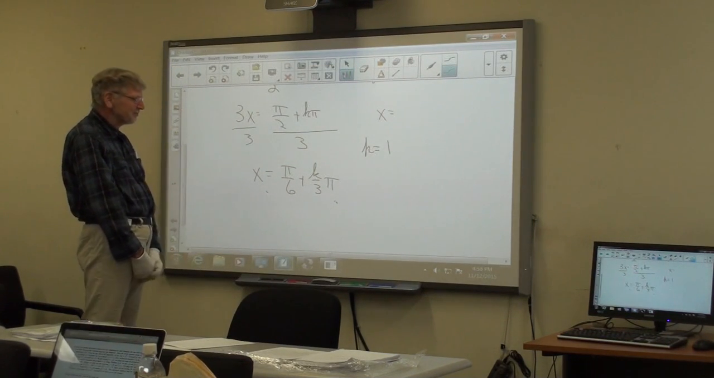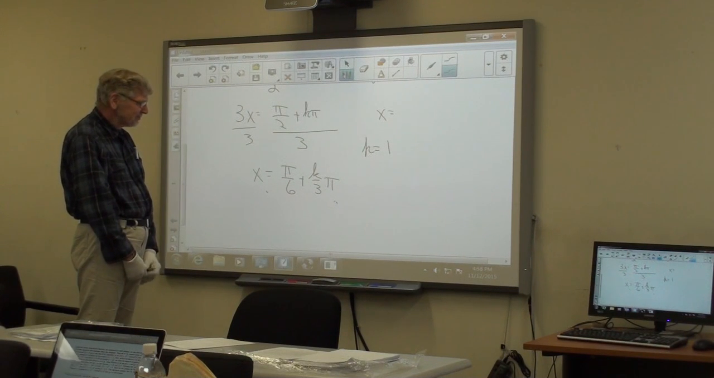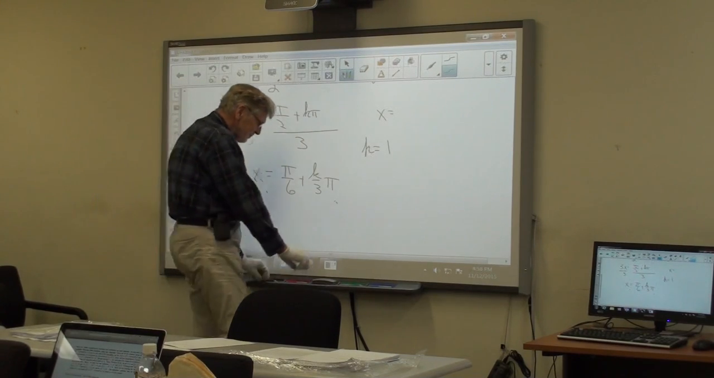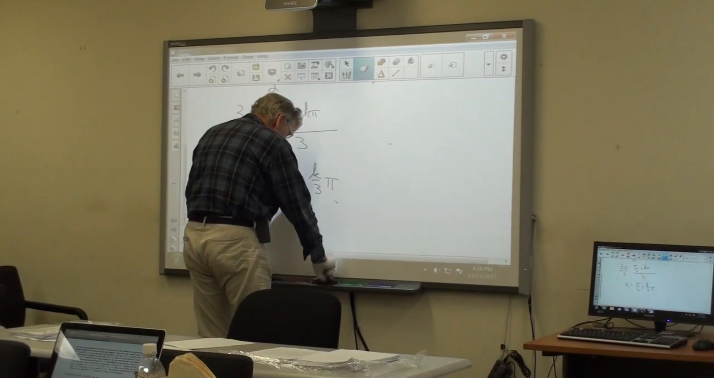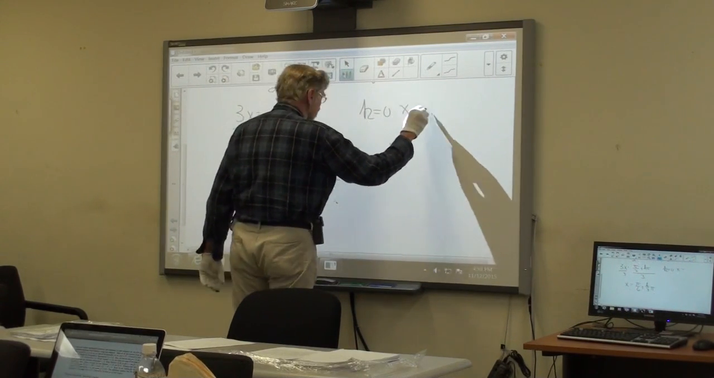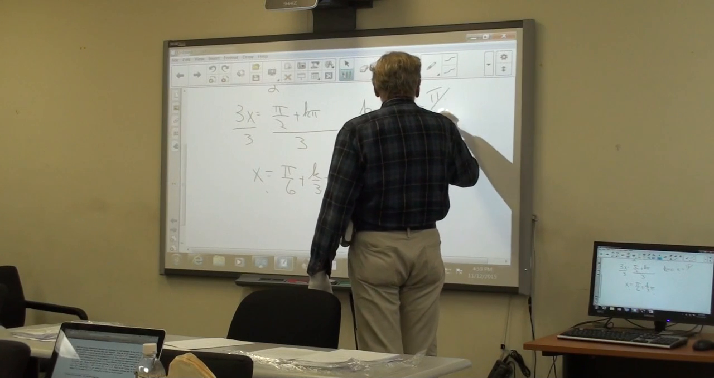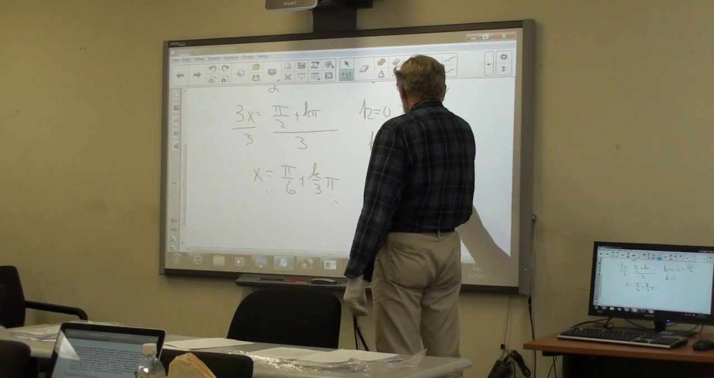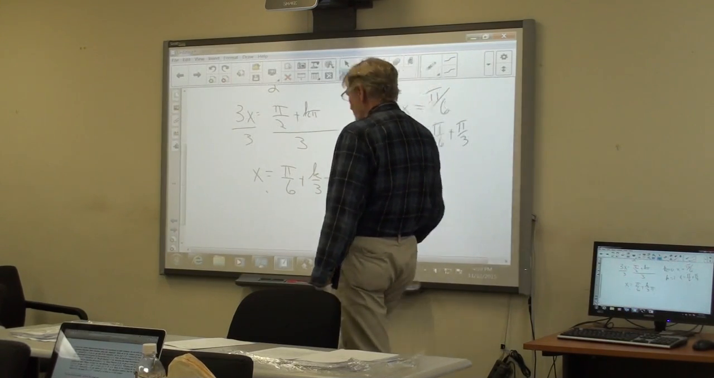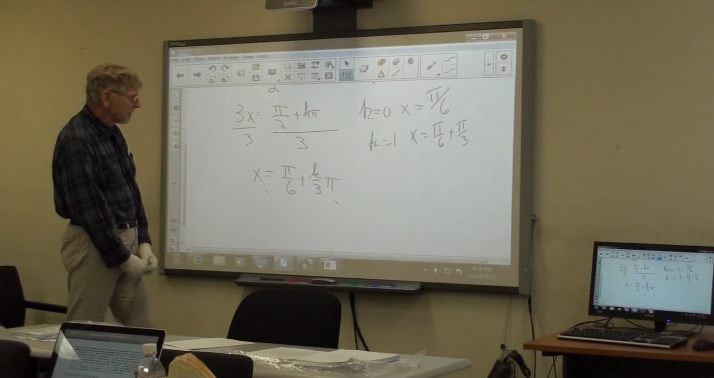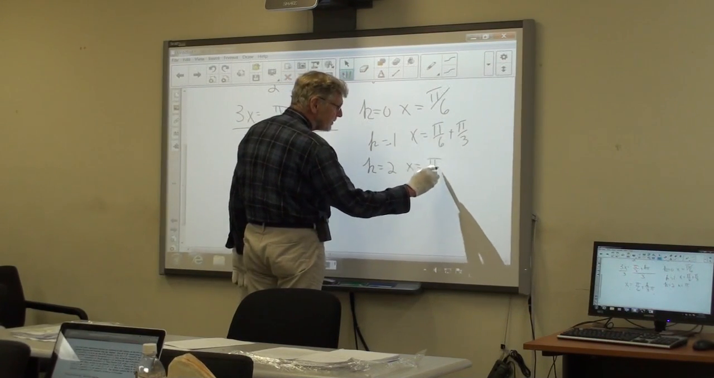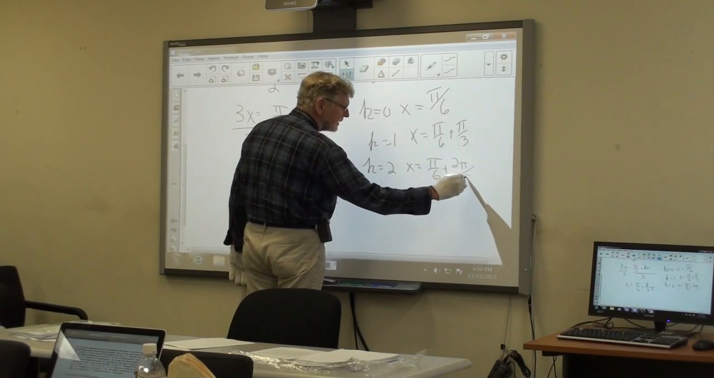I think that's okay. Sufficient to stop? No. Okay. Now, so k equals 0, x equals pi over 6. True. K equals 1, x equals pi over 6 plus pi over 3. Oh, I see. K equals 2, x equals pi over 6 plus 2 pi over 3.